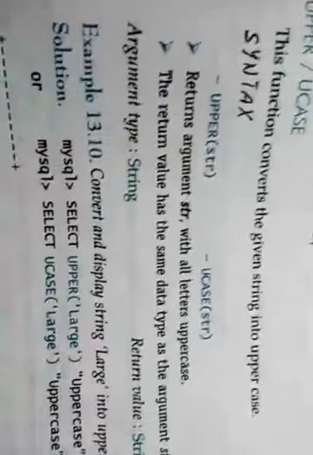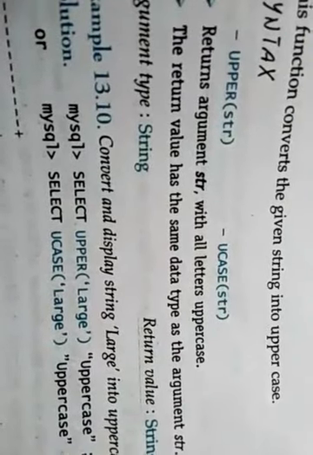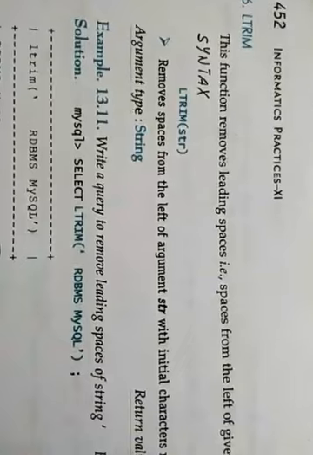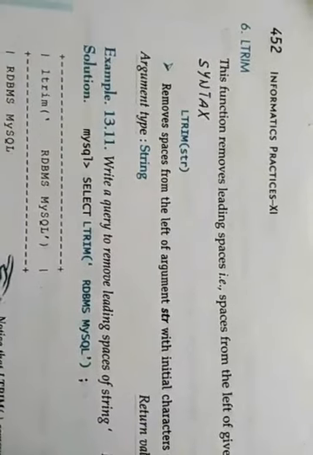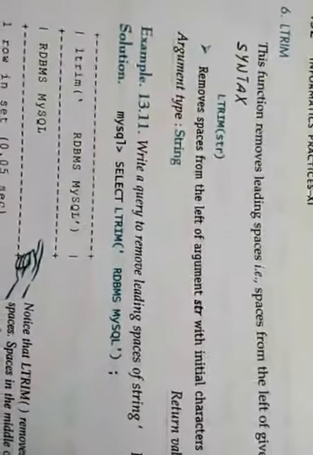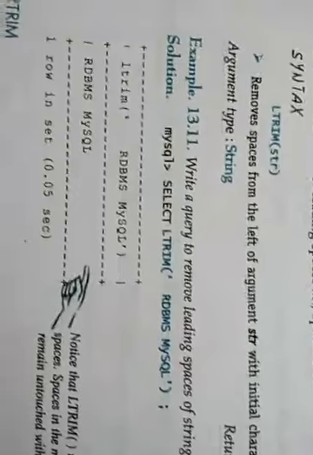Next function is the UCASE or uppercase. This will return just the opposite value of LCASE, which means it returns the string value in uppercase letters. Now the next function is LTRIM. LTRIM is a function which is used to reduce the spaces or other characters from the left hand side of a string.